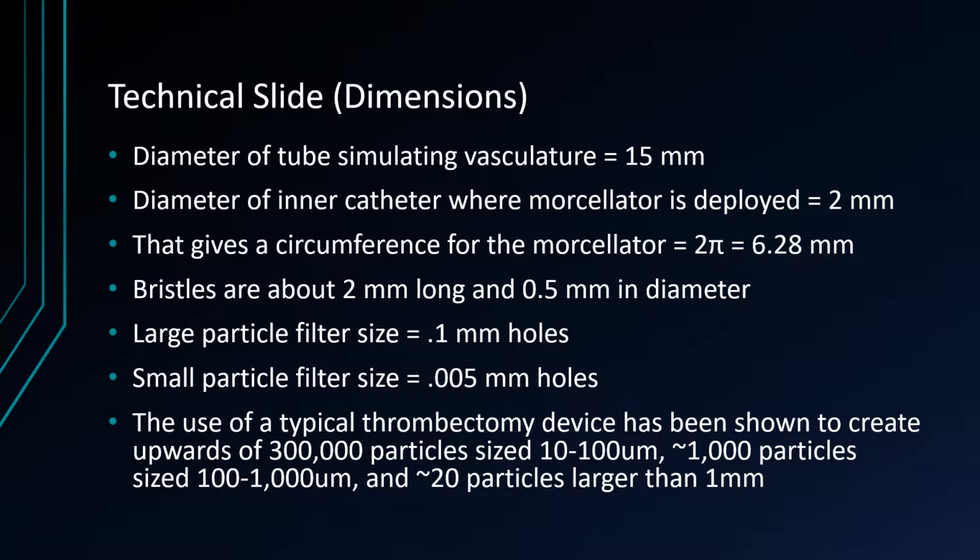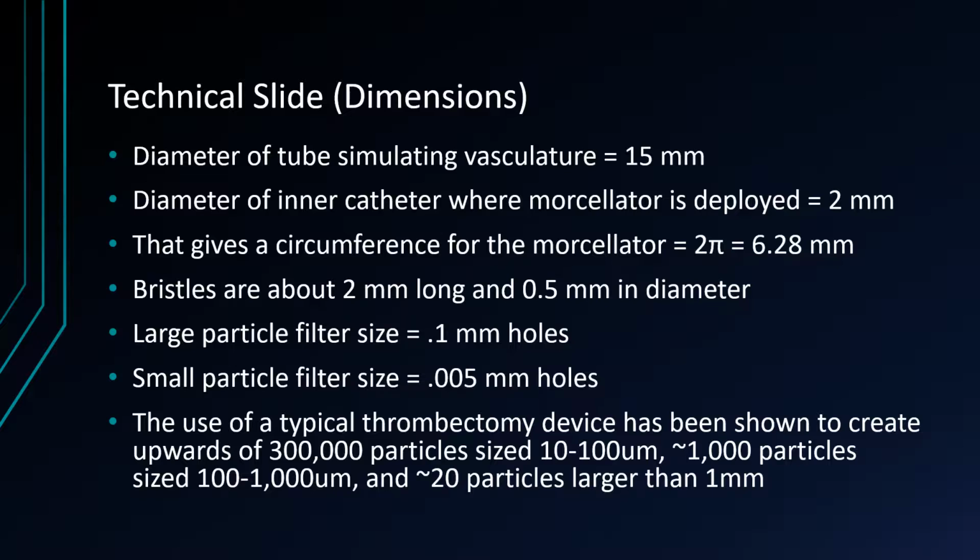Now the large particle filter size will be 0.1 millimeter holes, and the small particle filter size will be 0.005 millimeter holes. Basically what this serves to do is separate between large and small particles, where the large particles are anything larger than 0.1 millimeter, and the small particle filter serves to capture everything else.